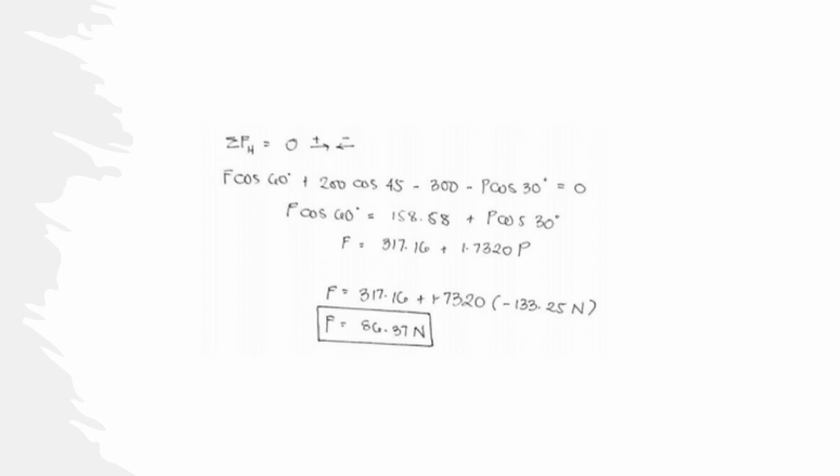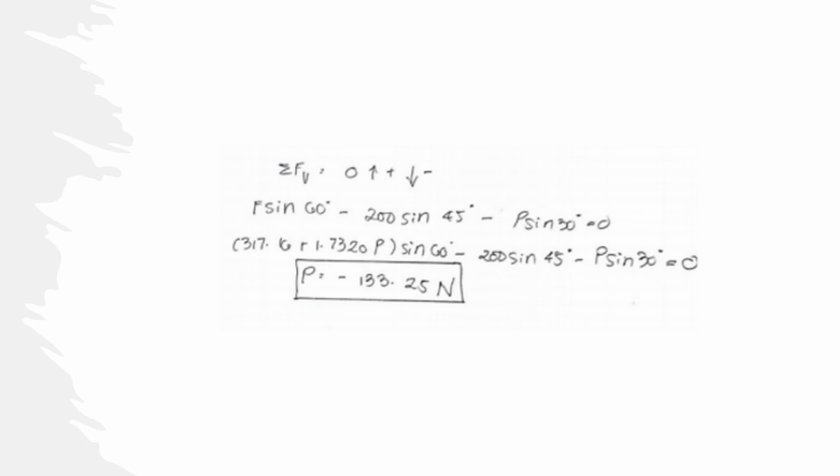So 317.16 plus 1.7320 times negative 113.25 newtons. So F is equal to 86.37 newtons. And there we have our answers.